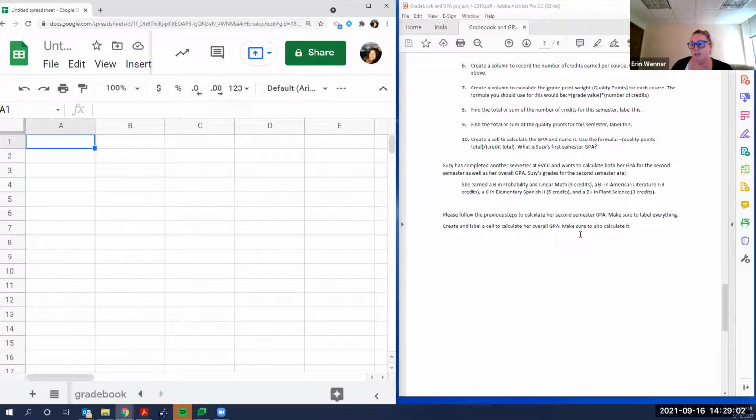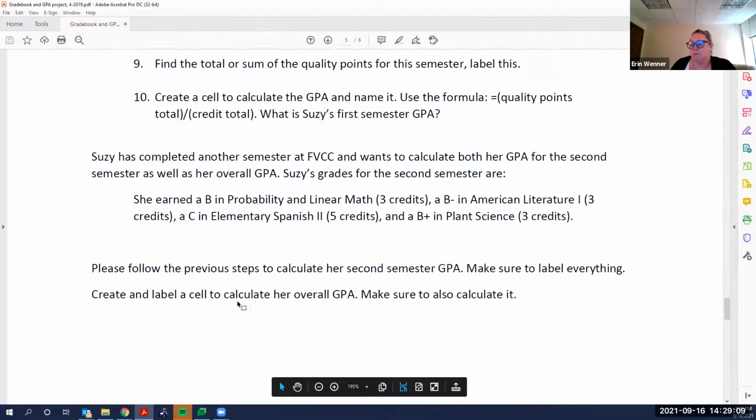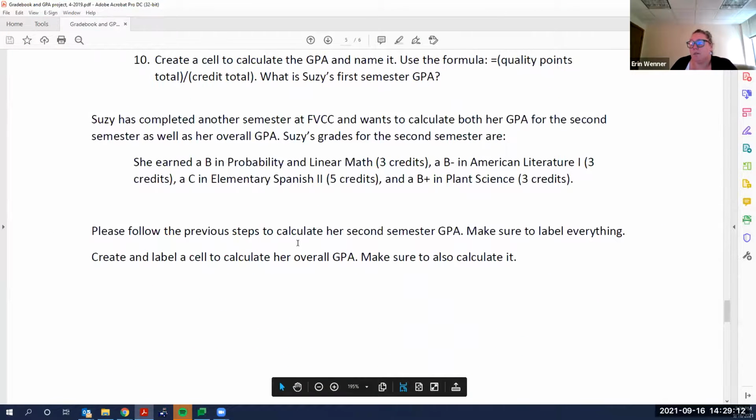So pay attention to this last step. Minimize this and blow this up. Right down here, you are going to be calculating her first semester GPA, her second semester GPA, and then you're going to calculate the overall GPA. I want you to think back to what we did in 1F when we were calculating GPA and how it was different for the two semesters to then get the total. We didn't just average them together. I want you to keep that in mind.